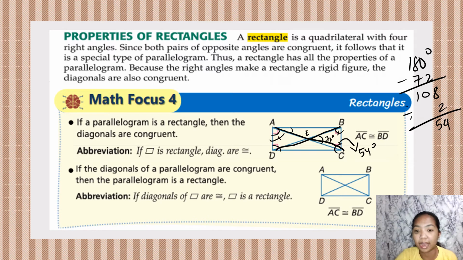And then if we are asked a further or more complex question, ECD, this one, I will use another color, ECD, we will just subtract 54 from 90, because remember, this angle C measures 90 degrees.